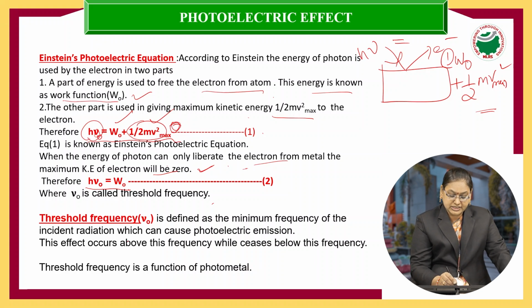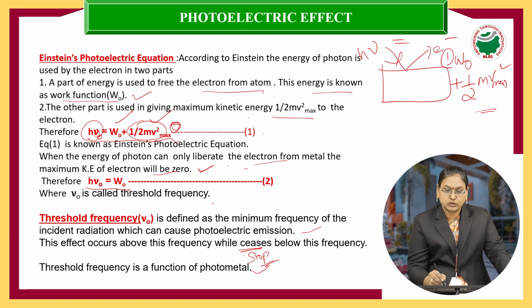Threshold frequency we have already defined as the minimum frequency of incident radiation which can cause photoelectric emission. This effect occurs above this frequency while it ceases below this frequency. Ceases means below this frequency, this effect stops; this effect does not occur. Threshold frequency is a function of the photometal.